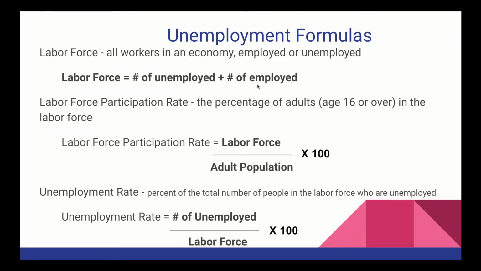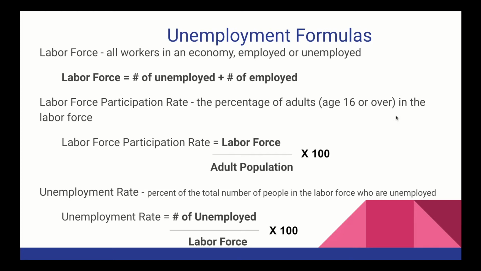that have a job. So your labor force participation rate then is going to be the percentage of adults over the age of 16 that are in the labor force. So it's going to be your labor force divided by the entire adult population, people 16 and over. So labor force divided by adult population times 100.